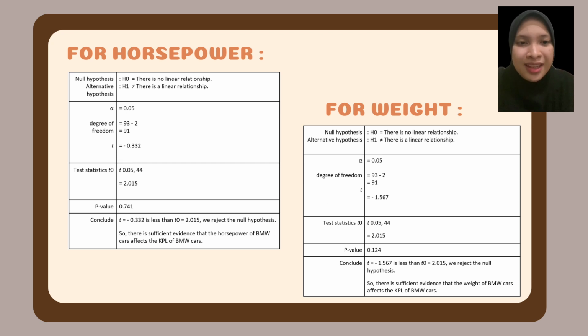From the two results, we get the same conclusion. We reject the null hypothesis because there is sufficient evidence that the horsepower and the weight of BMW cars affect the KPL of BMW cars.